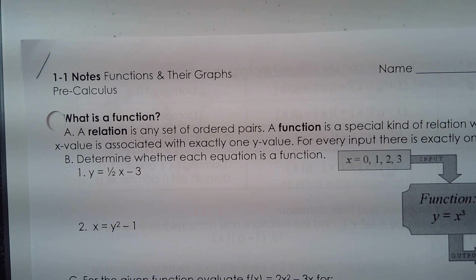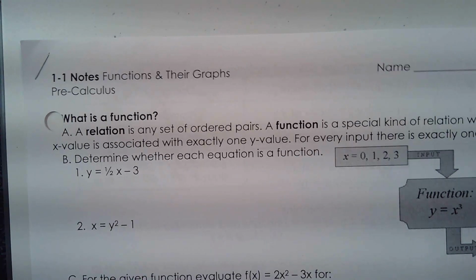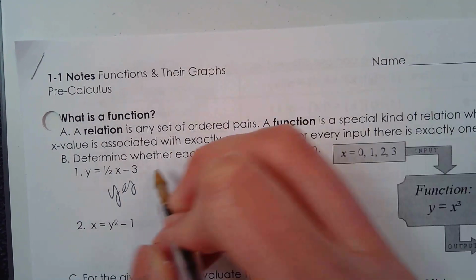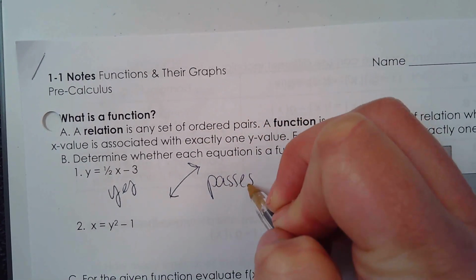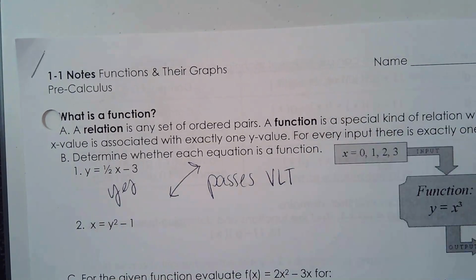Questions? Okay, cool. So it says determine if it's a function. Yes, it is, because it's a line. If you want to sketch the line of that, you can. We could say passes a vertical line test. Whatever you want to add on there so that it makes sense for you.